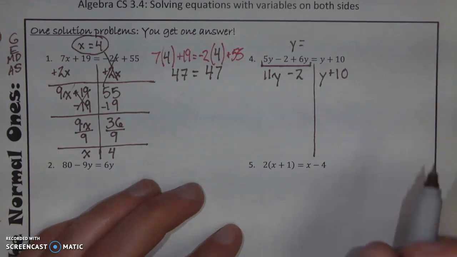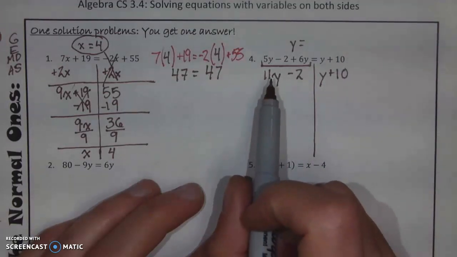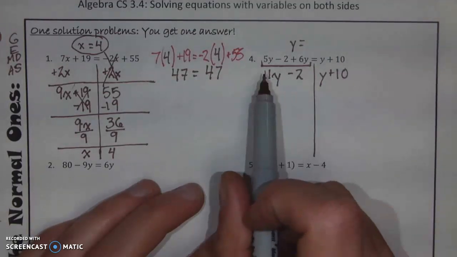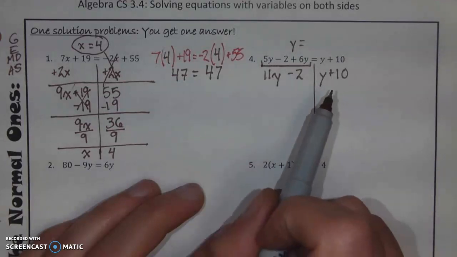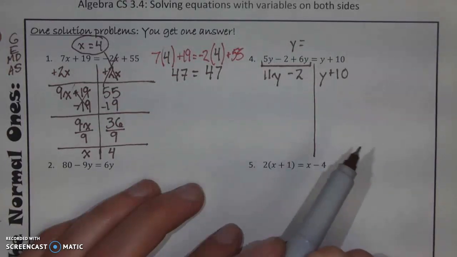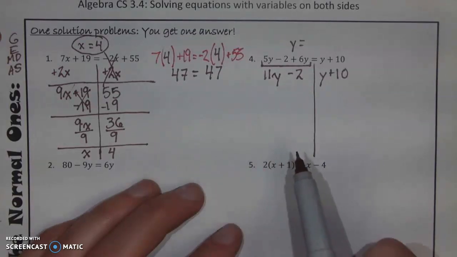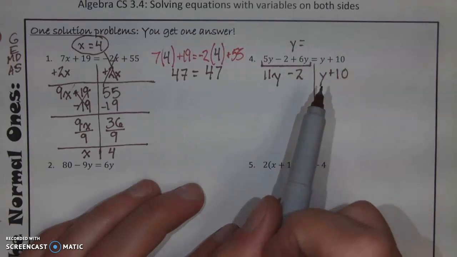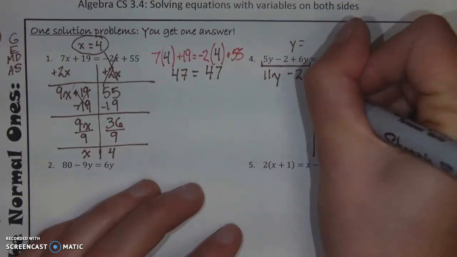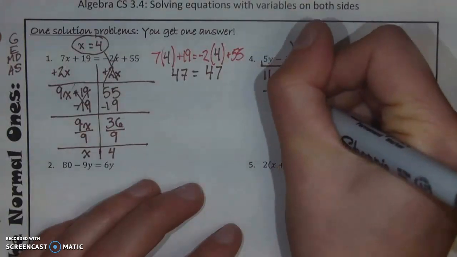On the other side, well, y and 10 cannot be combined, so they are going to stay the same. Now what I want to do is I want to get these y's together, but they're on opposite sides. That means I'm going to have to move one of them. Now, good question to ask yourself is which one is going to be easier to move? And the answer is it's always going to be easier to move the smaller one. So for instance, I'll want to subtract this y over here.